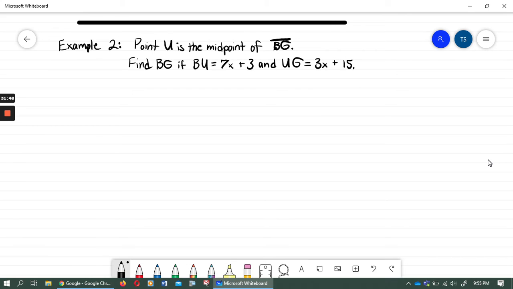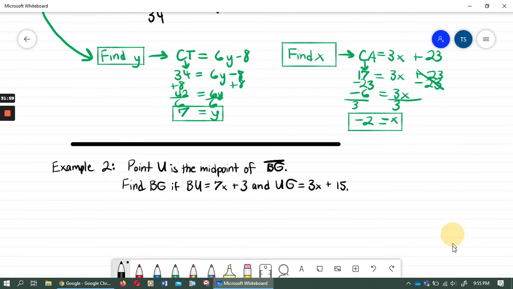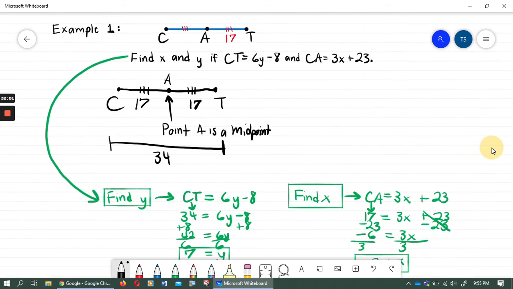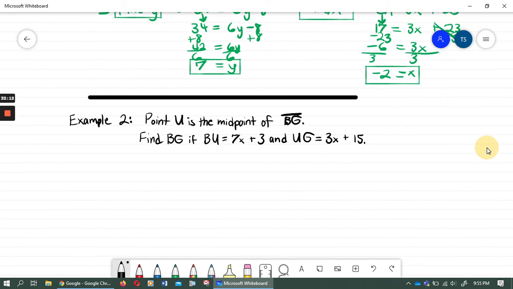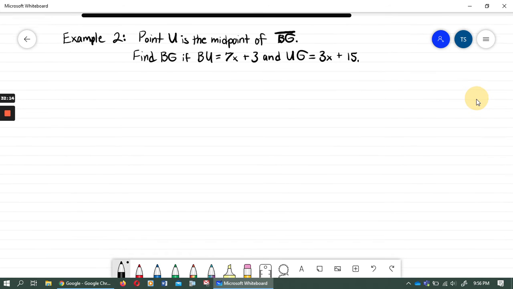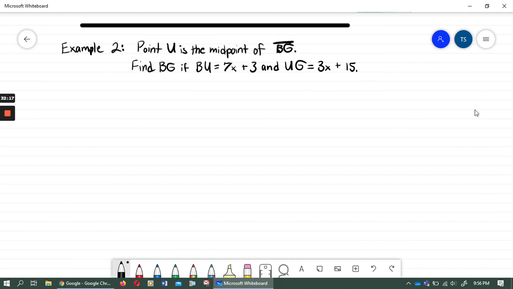Wait a minute. Some of you are probably thinking, okay, Mr. Starkey, hold up now. In that last problem you showed us, you had a diagram for us. Why you ain't got no diagram for me? Alright, so we don't have a diagram. We've done problems where there wasn't a diagram drawn for you. When we talked about the segment addition postulate, there wasn't a diagram drawn for you on some of those examples and problems.